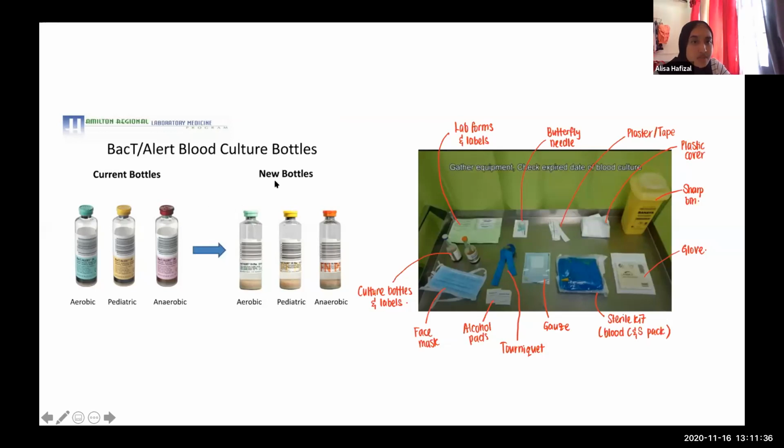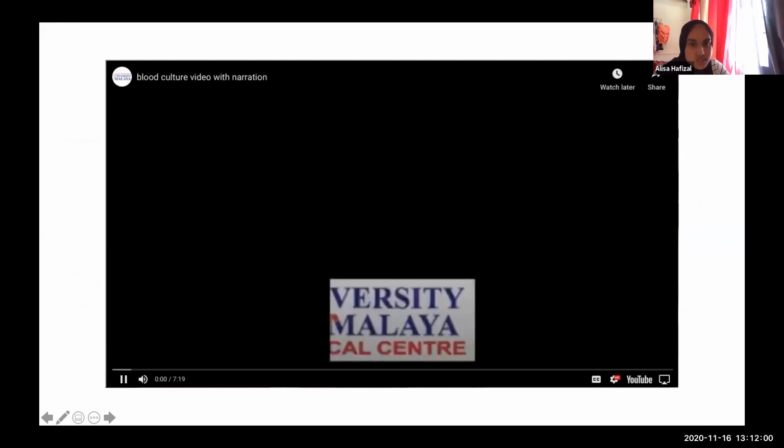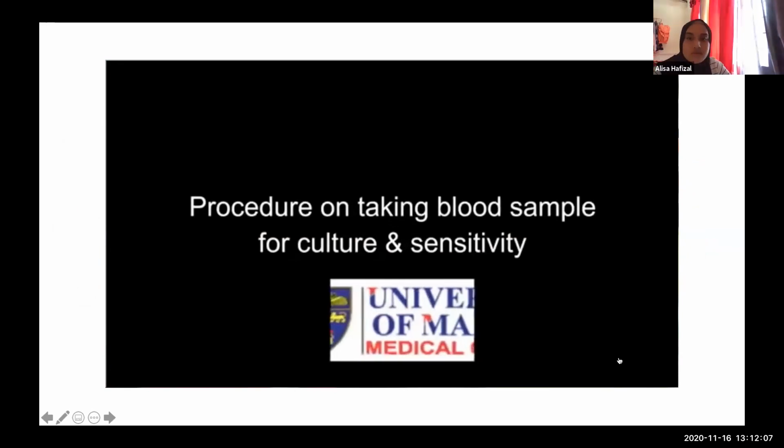Okay, for the culture bottles, here is the picture of the culture bottles. Usually we would use the orange and yellow bottles, and also green. Green is for aerobic samples, orange is for anaerobic samples. Okay, so here's the video for the presentation done by the UMMC. Procedure on taking blood sample for culture and sensitivity.